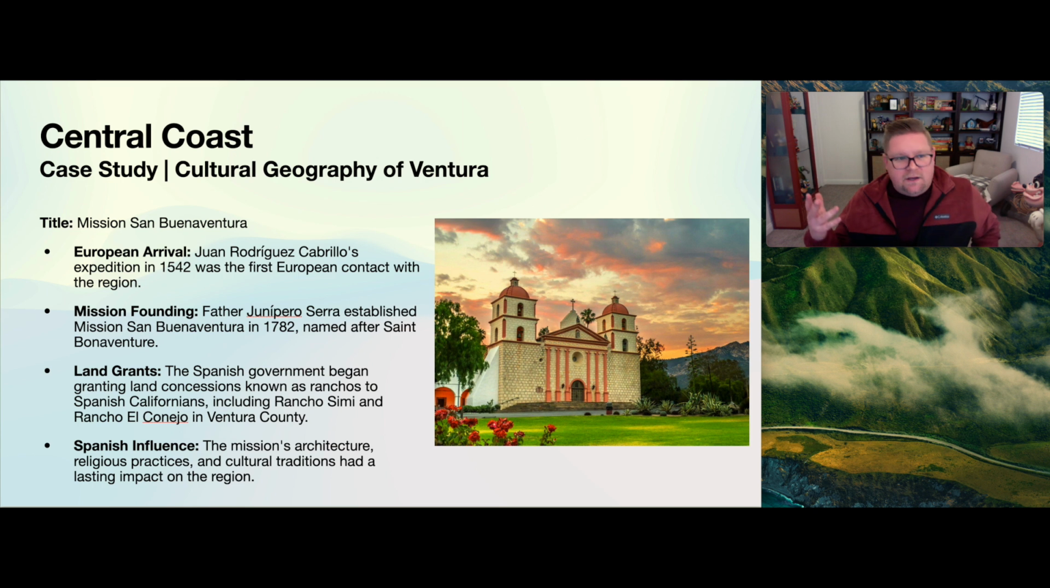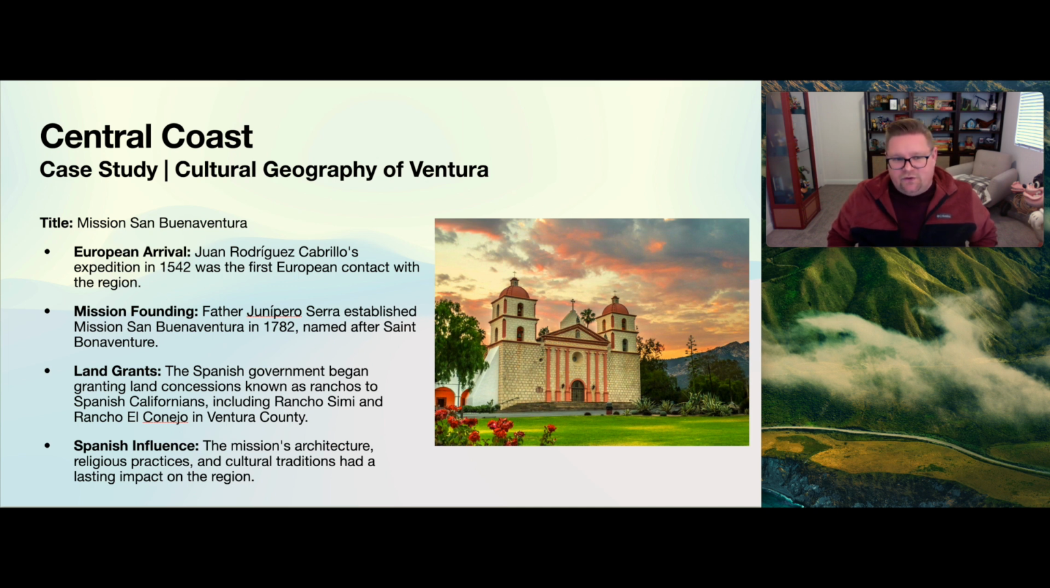So, an iconic case study: we're looking at the culture of Ventura. We have Mission San Buenaventura. European arrival happened in 1542, when they first got to this area. Cabrillo was there. They founded the missions in 1782. In the area, there were land grants that were very prominent in the region. The Spanish government began granting land concessions known as ranchos to Spanish Californians, including Rancho Simi and Rancho El Conejo in Ventura County itself.